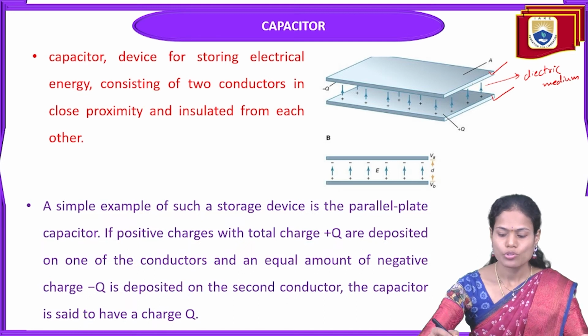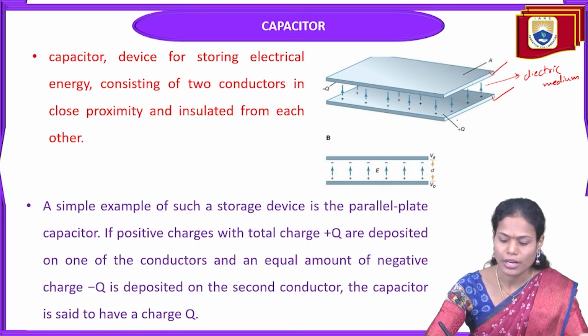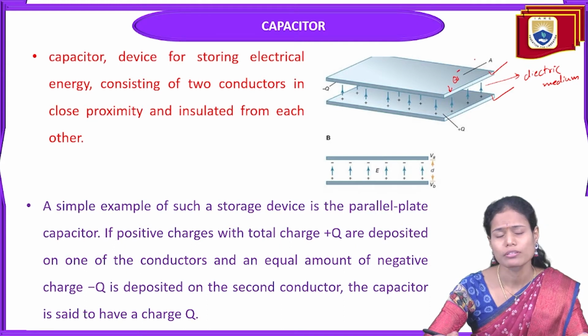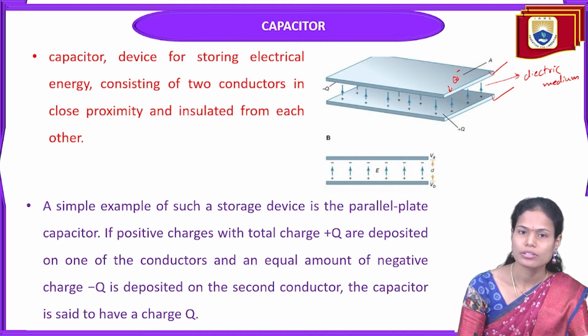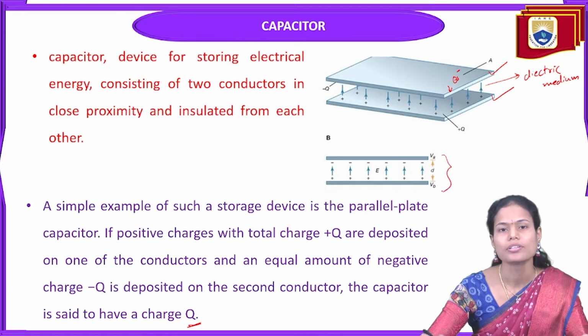This particular plate stores the positive charge, plus Q, and this other plate stores the negative charge, minus Q. One plate stores the positive charge, and the other plate stores an equal amount of negative charge. So first conductor has positive charge, and the same amount of negative charge is stored by the second conductor. Now we can say the capacitor holds the charge Q. In this way the capacitor can store charge within the two parallel plates.